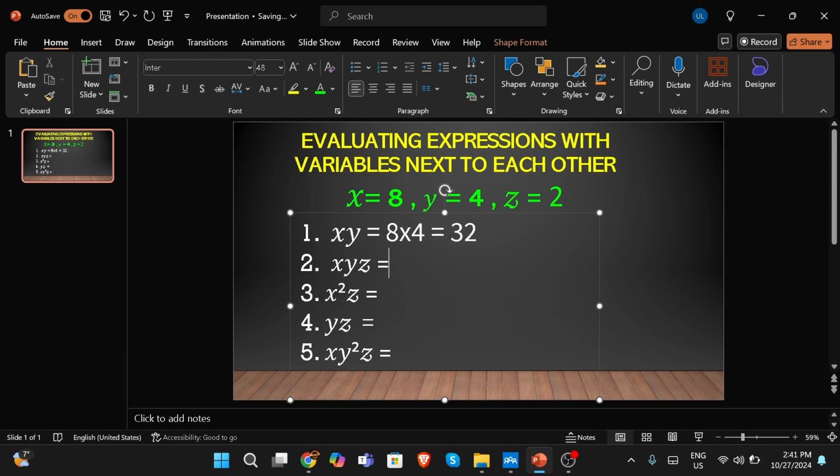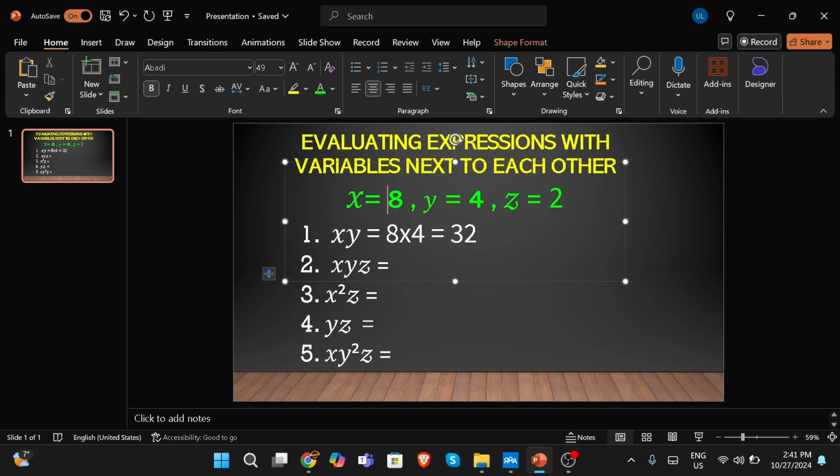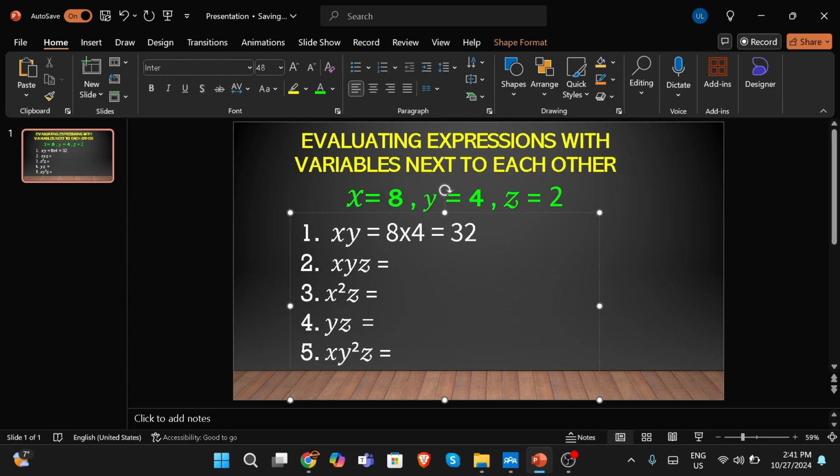Now let's proceed to our second question, which is XYZ. Once again, x is 8, y is 4, and z is 2. So we have to write 8 times 4 times 2. 8 times 4 is 32, and 32 times 2 is 64.